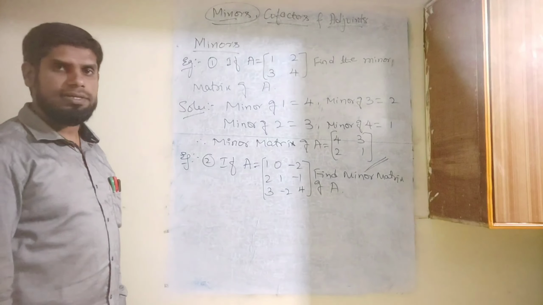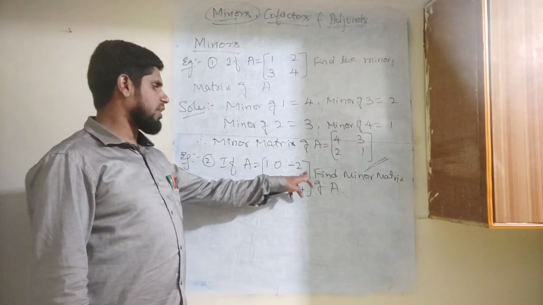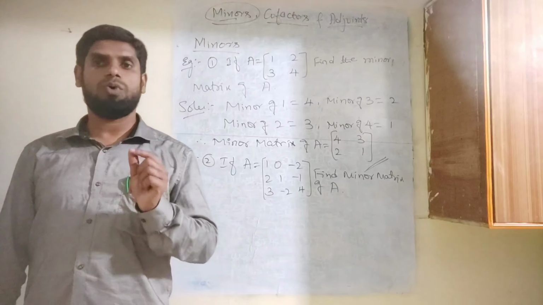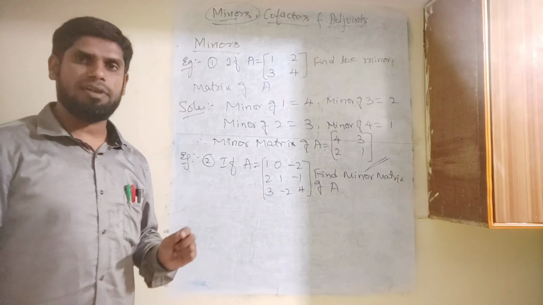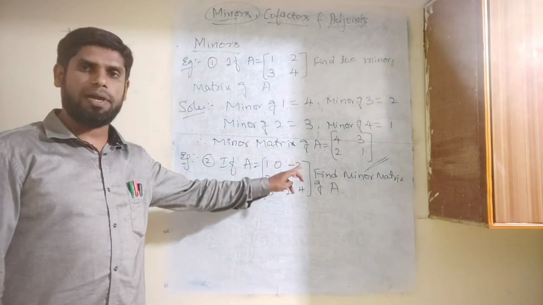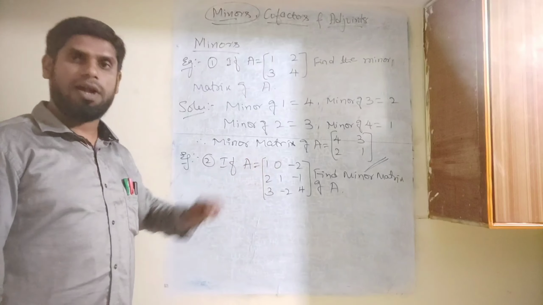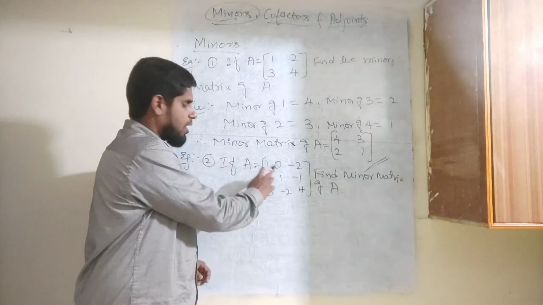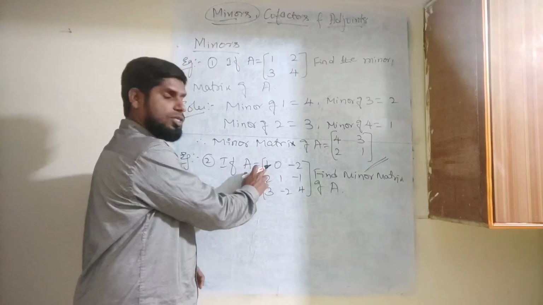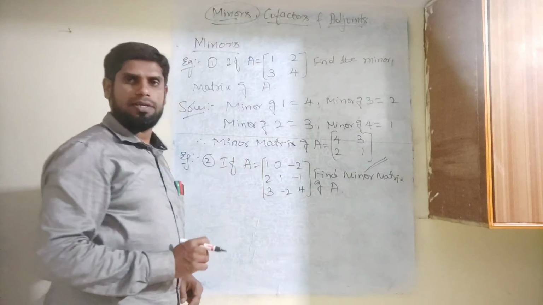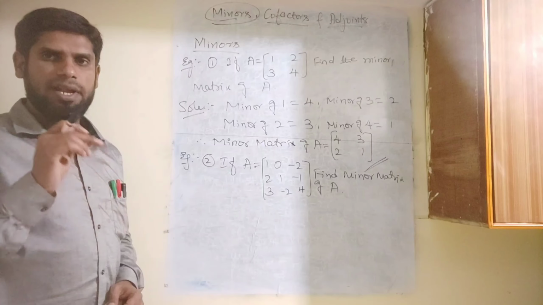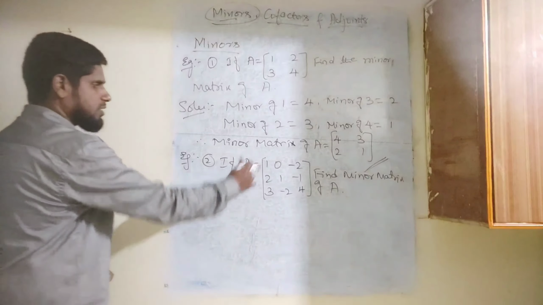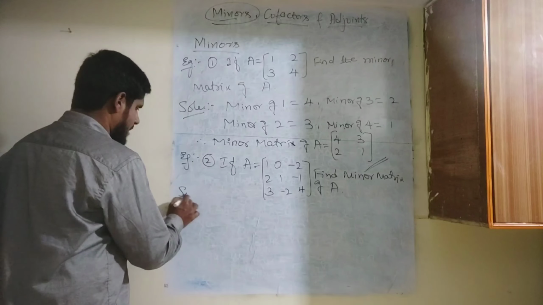This time I have 9 elements. We should find the minors of each and every element, because in a matrix, every element has its own minors. Minors will not be the same just because the elements are the same. For example, here I have 1 and here also I have 1, but this minor is totally different from this minor. So the conclusion is each and every element of the matrix has its own minor. Let us see what the minors are.